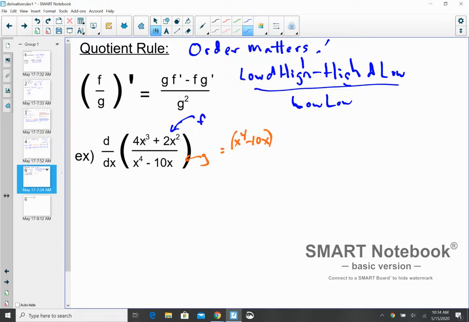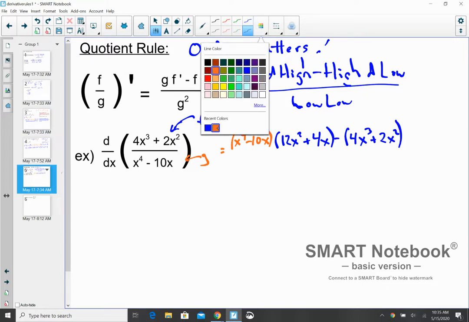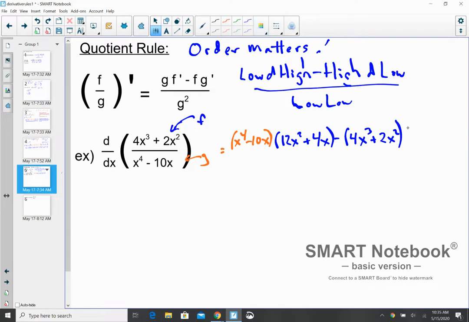Now it's going to be f prime, so the derivative of that, which would be 12x squared plus 4x, minus, now the regular f function. And then g prime, let's switch back to orange, is going to be 4x to the third minus 2. All over low, so that's that guy twice, squared.